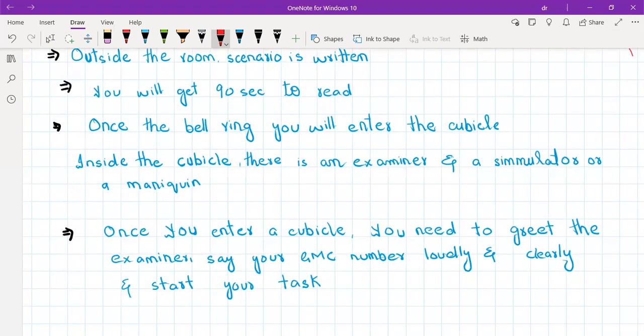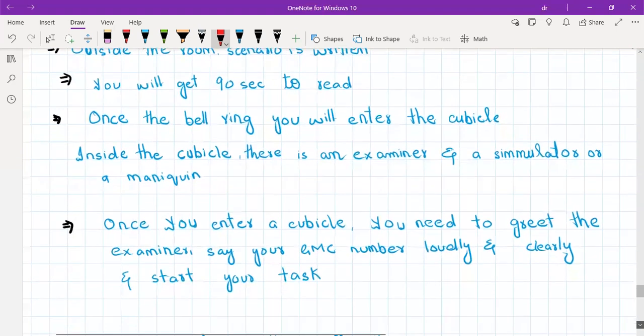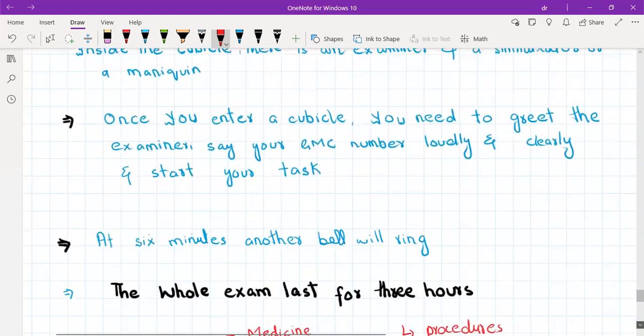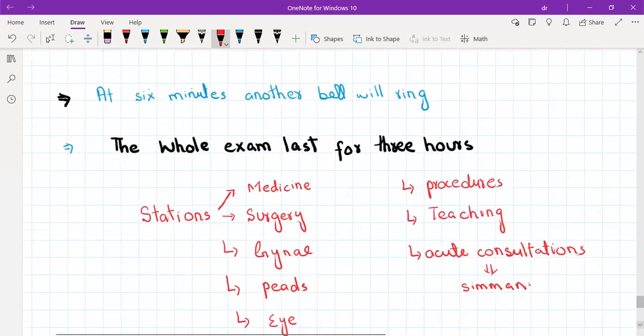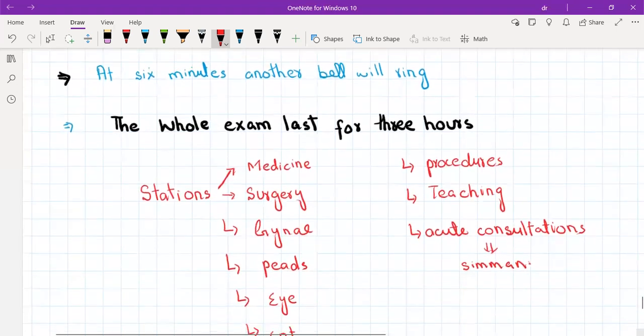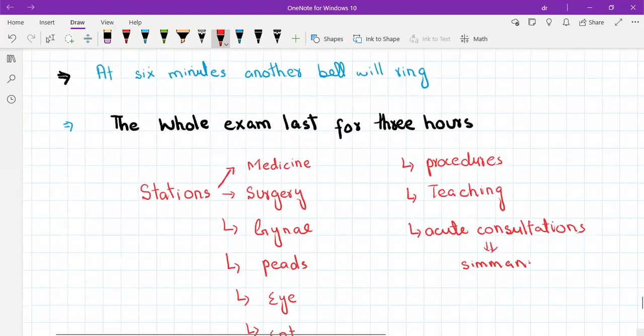Okay, so the task might ask you to talk to a patient and to give initial management, which will mean that you will just take a history and then you will provide your management. Okay, at 6 minutes, another bell will ring, and this bell will tell you that you have 2 minutes remaining. So it will help you to finalize your task. Okay, so the whole exam basically lasts for 3 hours.